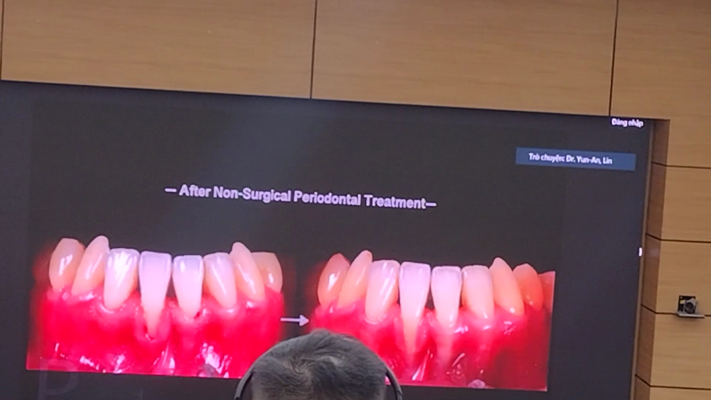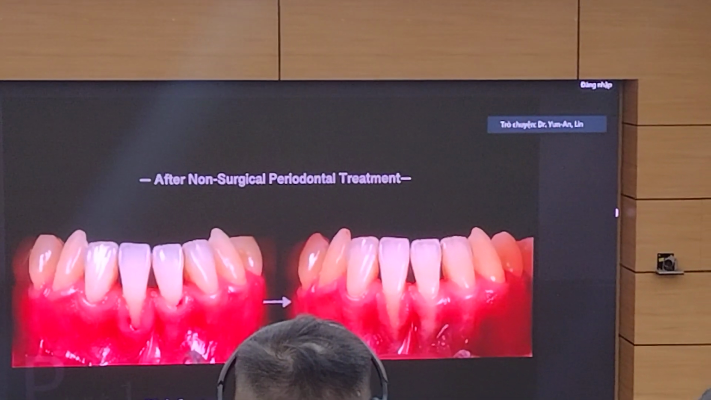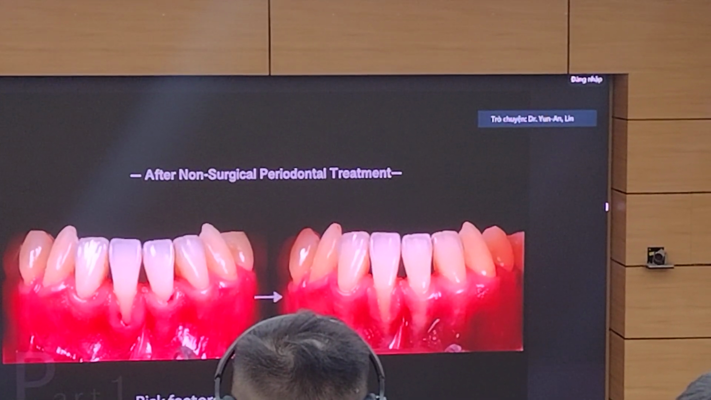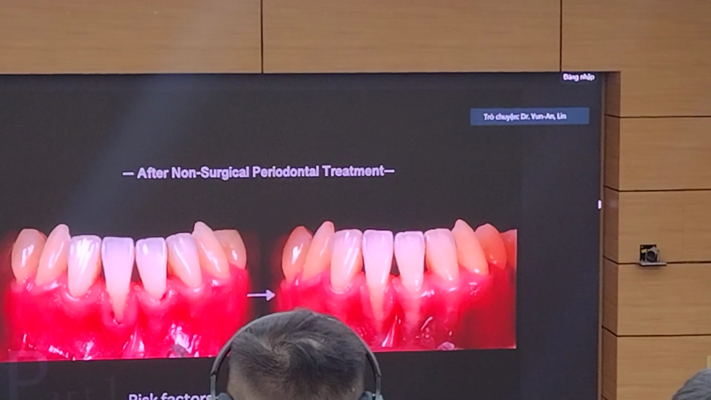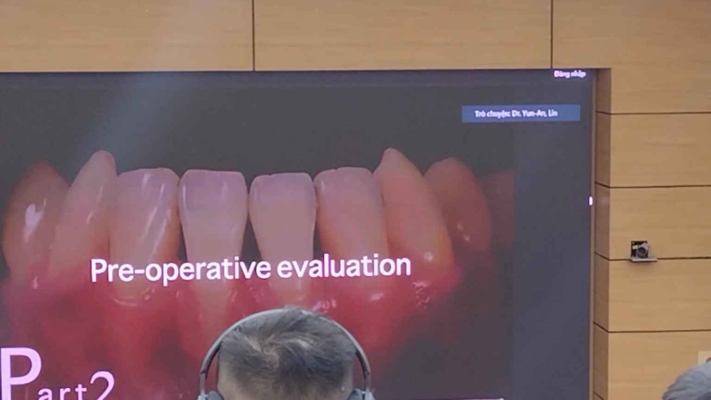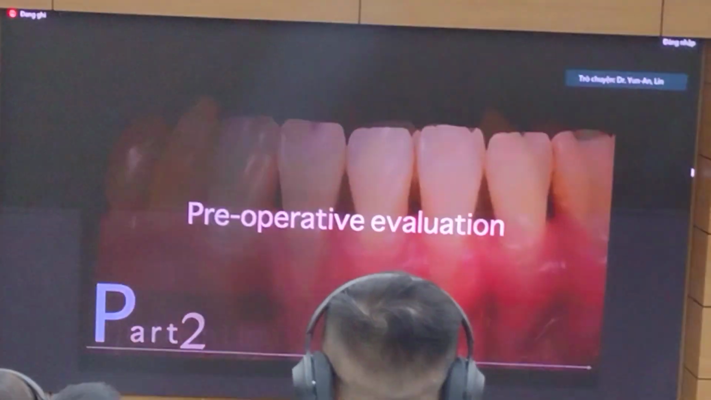After the non-surgical periodontal treatment, the inflammation and gingival swelling improved and subsided significantly, and the texture of soft tissue became firm and palpable. So we can move on to the next step, the preoperative examination.